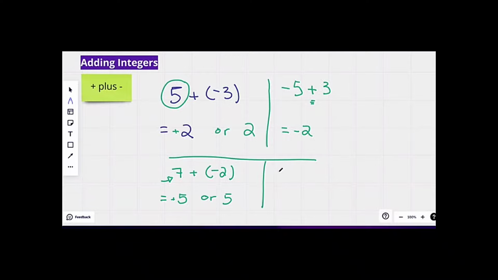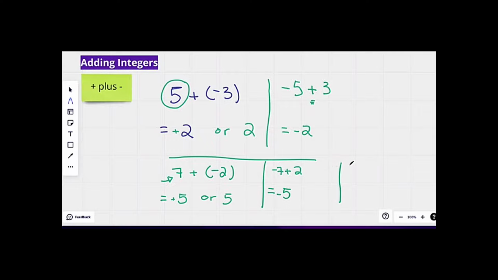What if the signs were different? What if we had negative 7 plus 2? Well, same thing. We're going to subtract the smallest number from the highest number. So 7 minus 2, which is 5. And we look at the sign of the greatest number. So which one was greater, the 2 or the 7? The 7 is greater. And what's the sign? It's negative. So the answer is negative 5.